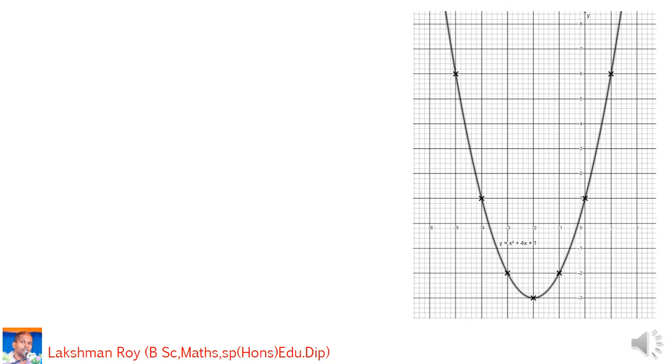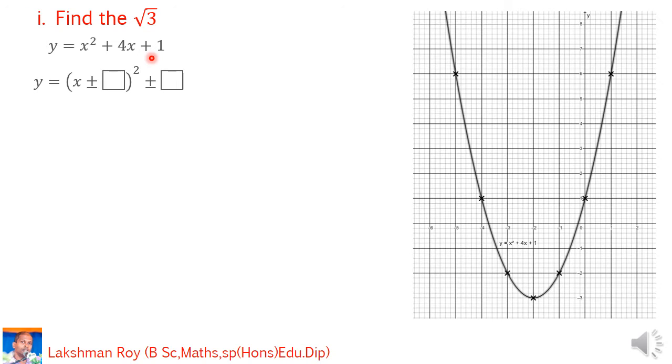Right, students, now this is the quadratic graph we have drawn already. In the first case, Roman number 1, I want to find the square root 3. Let's see how to find the square root 3 using this quadratic graph. Now my function is y equal x square plus 4x plus 1. To find any square root value, this quadratic function should be in a particular form. What is that form? See, this is the form.